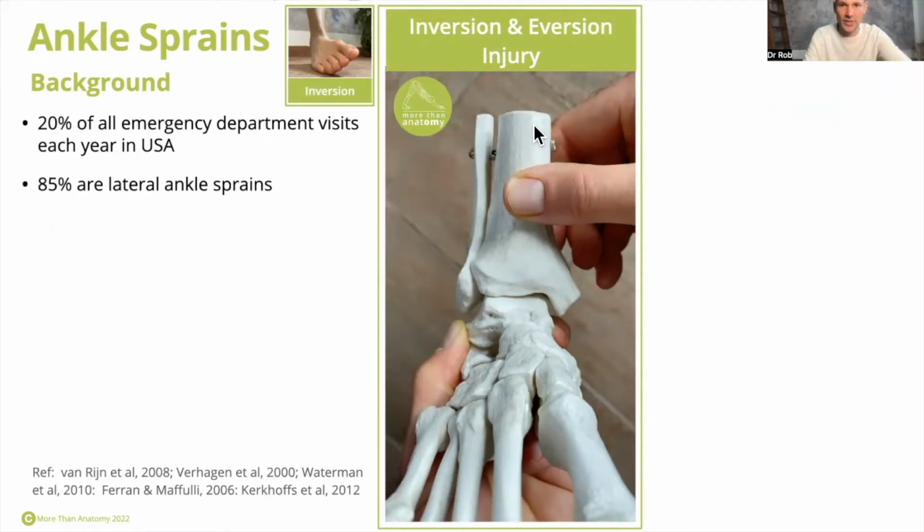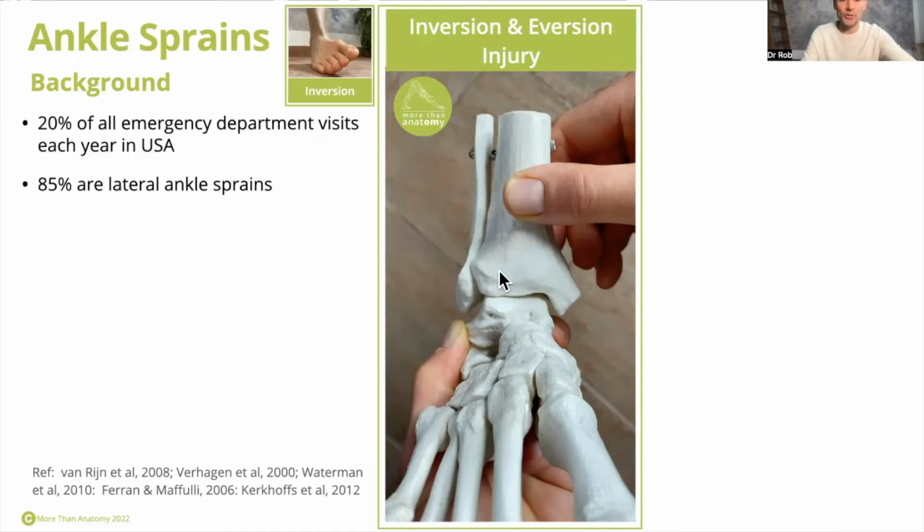So this is the ankle joint. This is the tibia. This is your lower leg bone, the largest one in your lower leg. And then you've got this thinner bone on the outside of your leg called the fibula. This is the lateral side, the outer side, and this is the medial side, the inner side. So 85% of these ankle sprains are lateral. They affect this side of the joint.